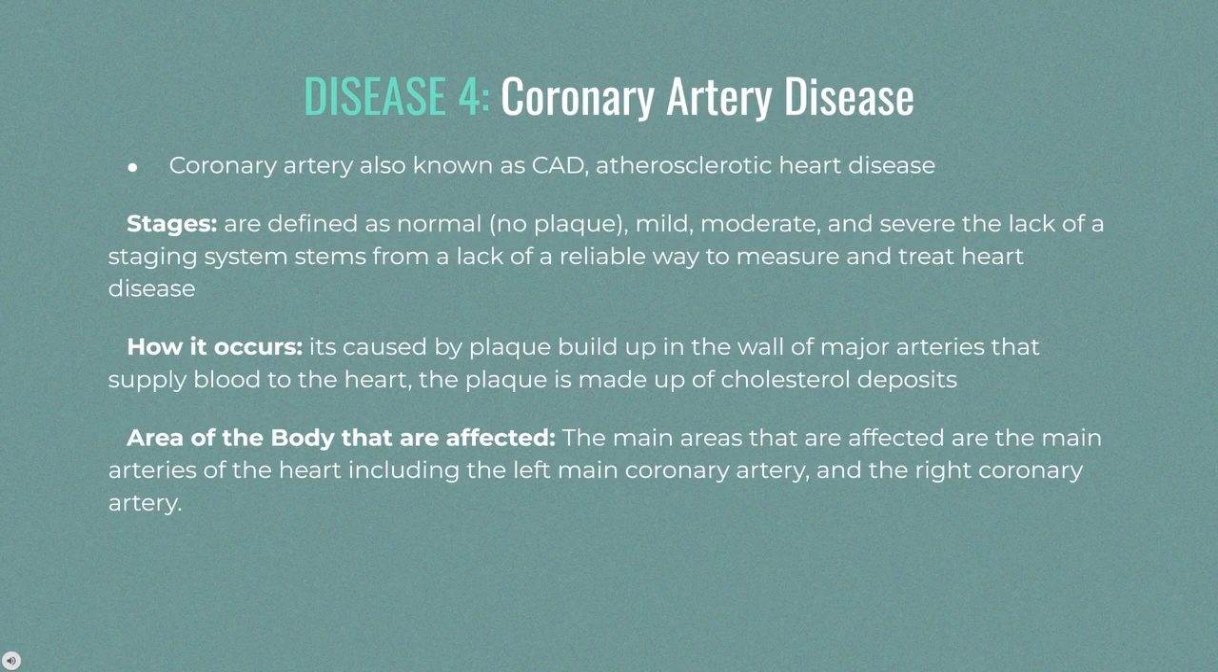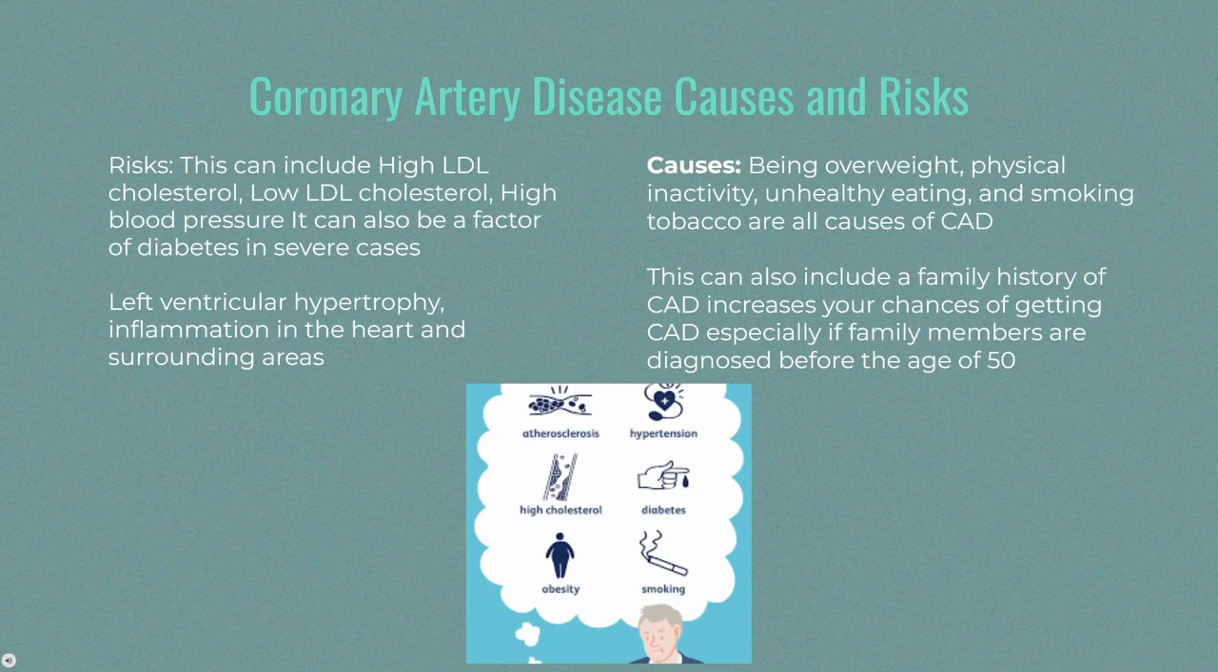The main areas that are affected are the major arteries of the heart, which include the left and right major coronary arteries. Causes include being overweight, physical inactivity, unhealthy eating, smoking tobacco, atherosclerosis, high cholesterol, diabetes, and hypertension, which are all also causes of coronary artery disease. Having a family history of CAD increases your chances of getting it by age 50.